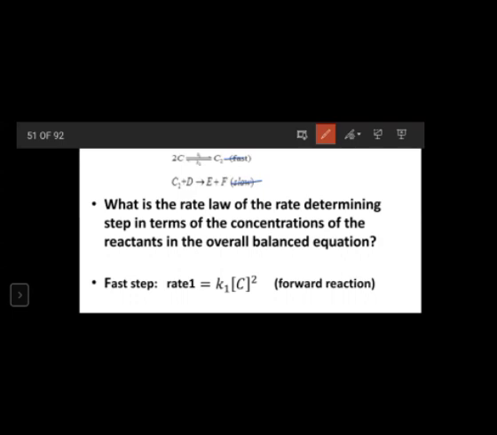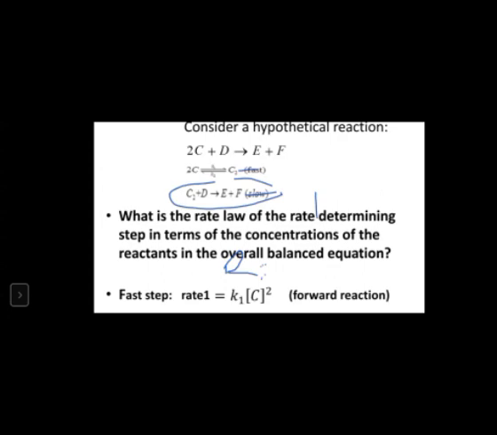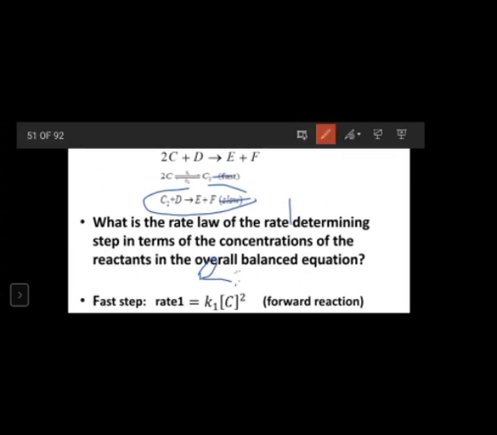So predict the order of that reaction. I say you should use the slowest step to do it. Then you say rate is equal to K. What are the reactants? C2, and the other one is D. That is the rate of reaction, if you want to use the slow step. But what is C2?